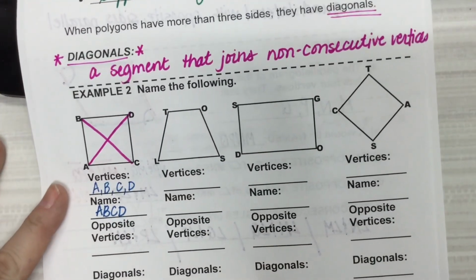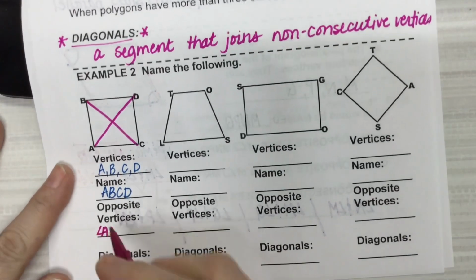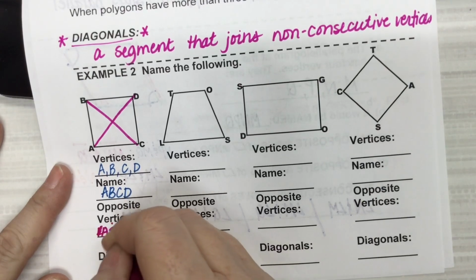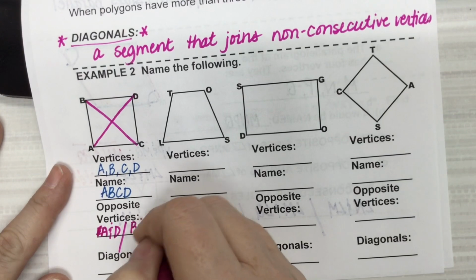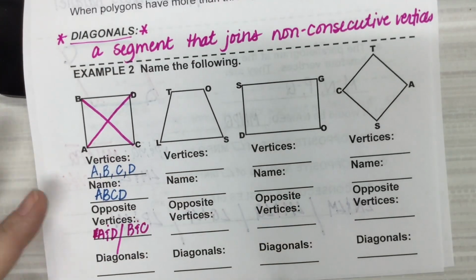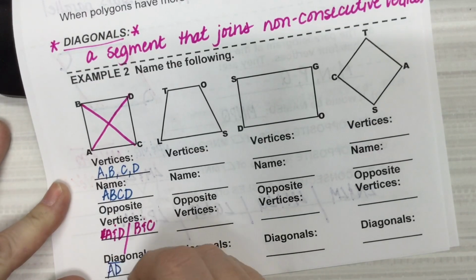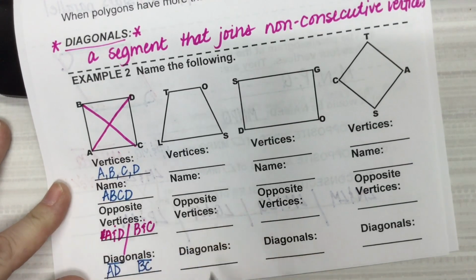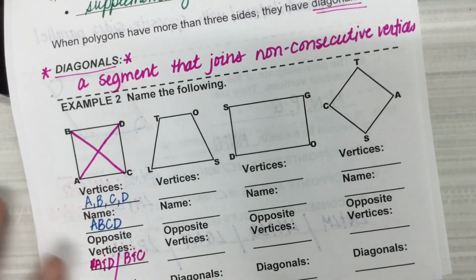All right, what are the opposite vertices? The ones that are opposite of each other. Angle A, or I guess it's not the angle, it just wants the vertices. So A and D are opposite, and also B and C are opposite. And coincidentally, the diagonals are named AD and BC. Those are the diagonals. They're joining the opposite vertices. So, all right, let's go to the next one.